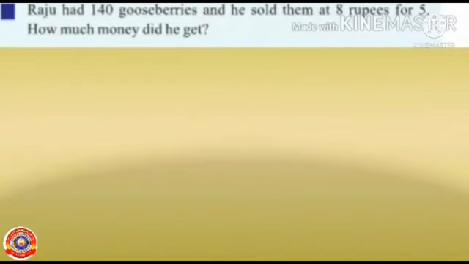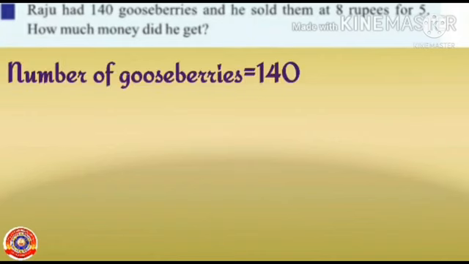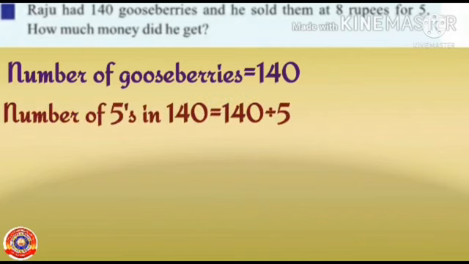Look at the next question. Raju had 140 gooseberries and he sold them at 8 rupees for 5. How much money did he get? Listen students, Raju had 140 gooseberries and he sold at 8 rupees for 5 gooseberries. Here at first we have to find the number of 5s in 140. That means how many 5s are there in 140. To find out this, divide 140 by 5.